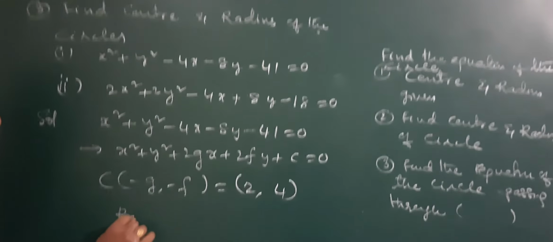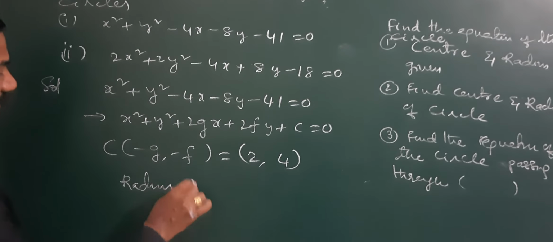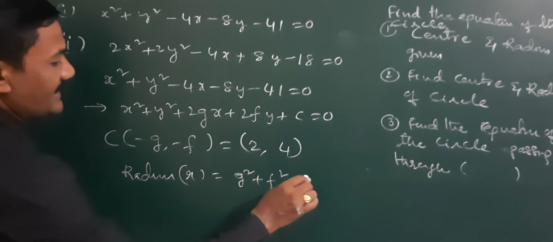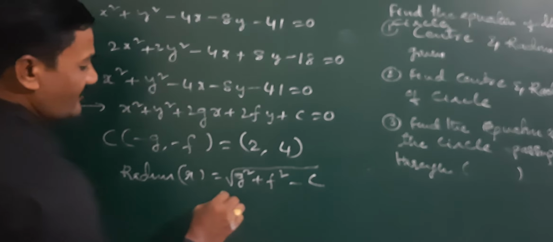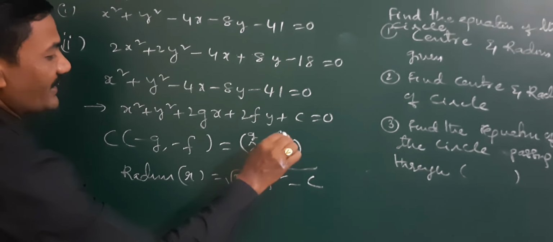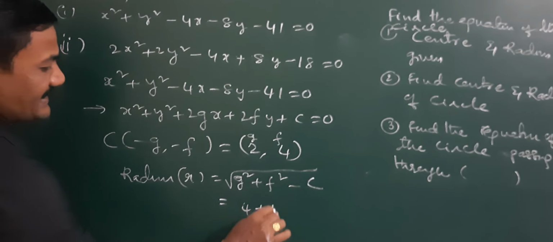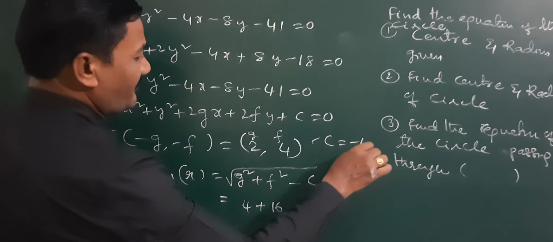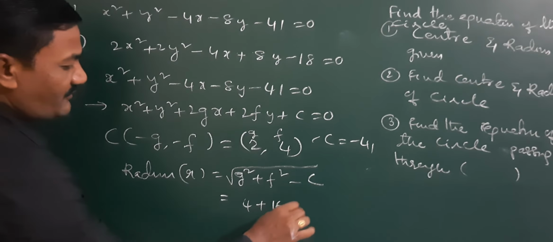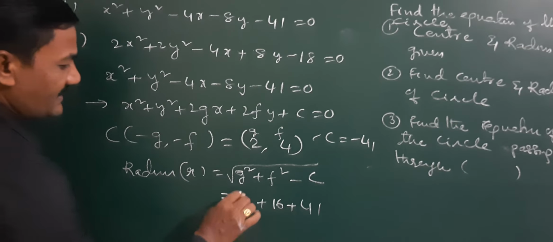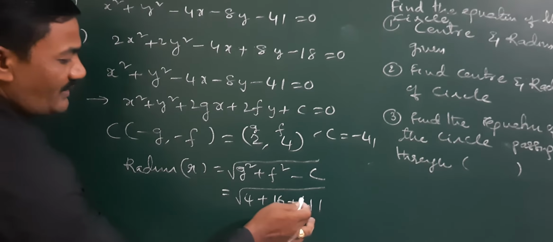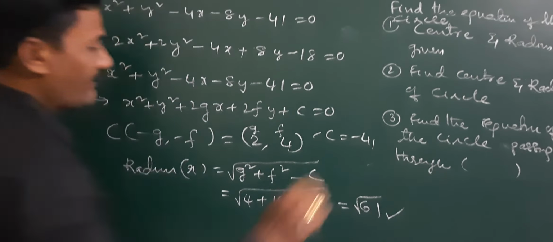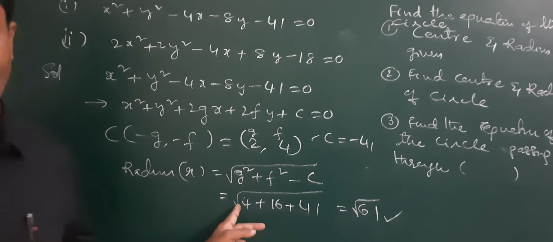And the radius, direct formula, radius small r is equal to what is the formula? Root of g square plus f square minus c only. So g is already there and f is there. So 4 plus 16 minus c, here c is equal to minus 41. So 4 plus 16 plus 41, that is 20 plus 41, root 61 is our radius only.